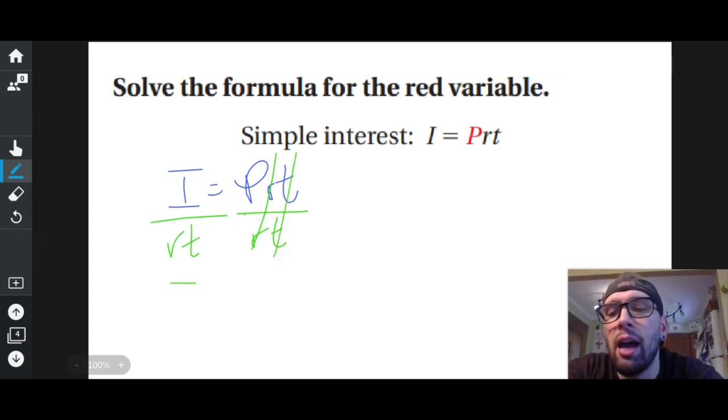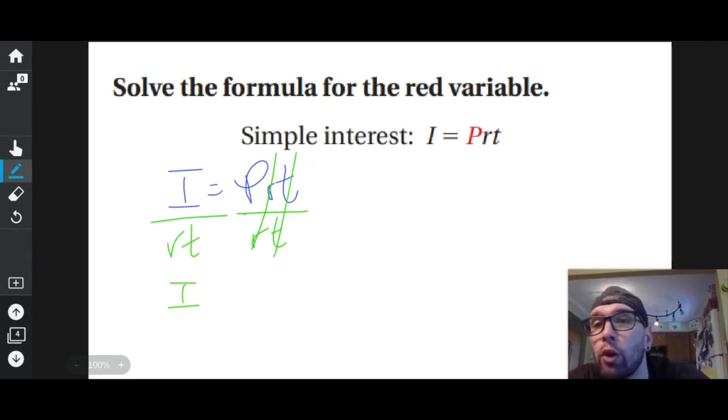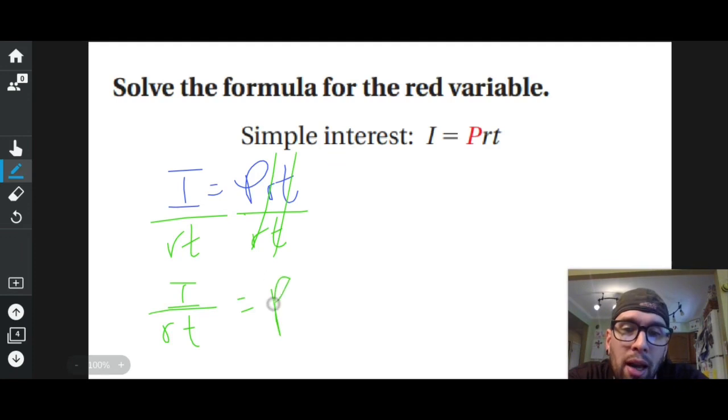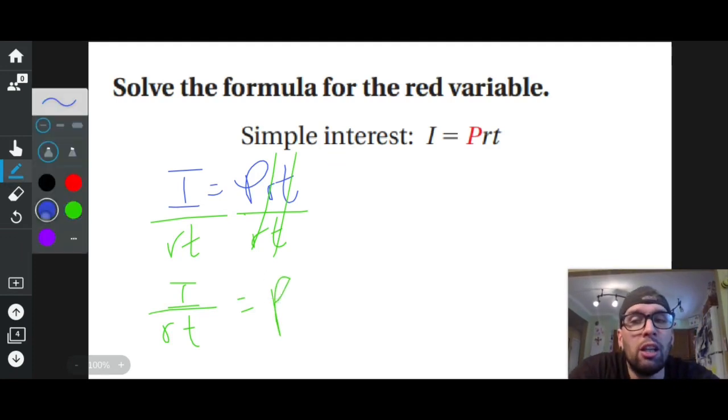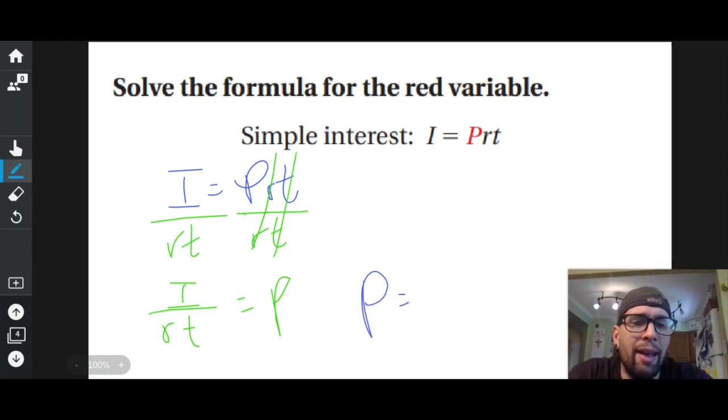On the left side, I have an I and an R and a T. Do any of them combine? No, because interest is not the same as rate, which is not the same as time. So I have I over R times T, and P is now all by itself. The mean, picky, crazy teacher with the backwards hat says, I don't like P on the right. Move it to the left. And the answer stays the same, but it looks a whole lot prettier.